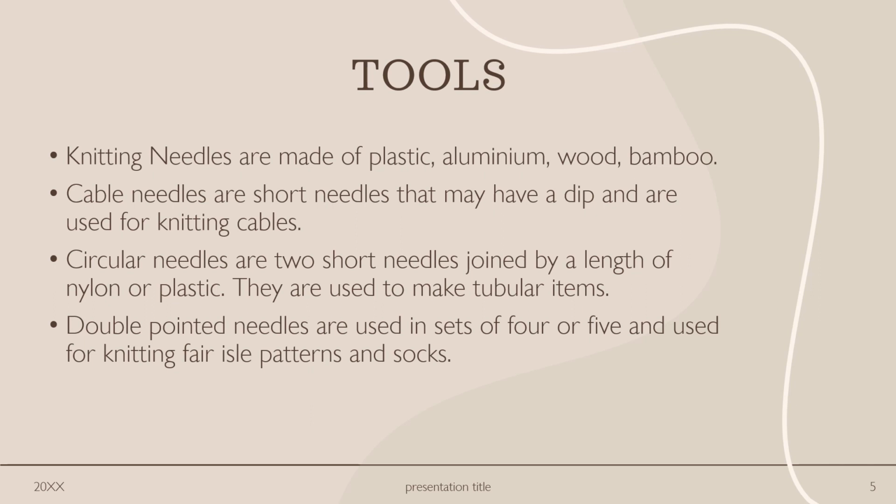Circular needles are two short needles joined by a length of nylon or plastic. They are used to make tubular items. Double-pointed needles are used in sets of 4 or 5 and used for knitting Fair Isle patterns and socks.